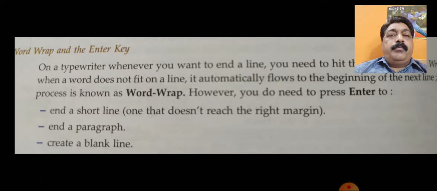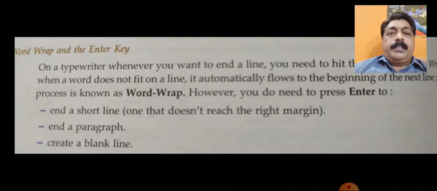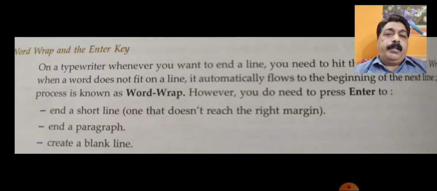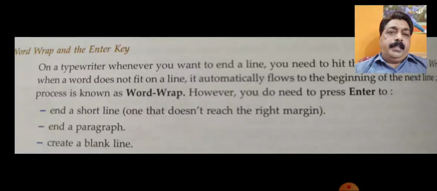Now it is given about word wrap and the enter key. Word wrap means whenever we are typing something and we come to the end of the line, the cursor jumps to the next line automatically. We do not have to press the enter key. We make use of the enter key for special purposes, as suppose we want to make a short line, or a paragraph, or create a blank line, we want to come on the next line, so press the enter key there.